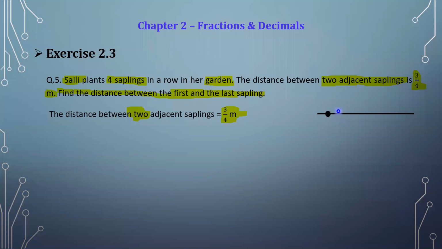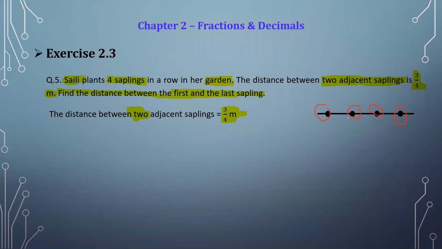So suppose this black dot represents the position of the first sapling. Then in front of that she is going to plant another sapling, then a third sapling and a fourth sapling. In this way she is going to plant a total of 4 saplings in a row. So this is the first sapling, then the second sapling, then the third and fourth sapling. In this way she planted a total of 4 saplings in that row in her garden.